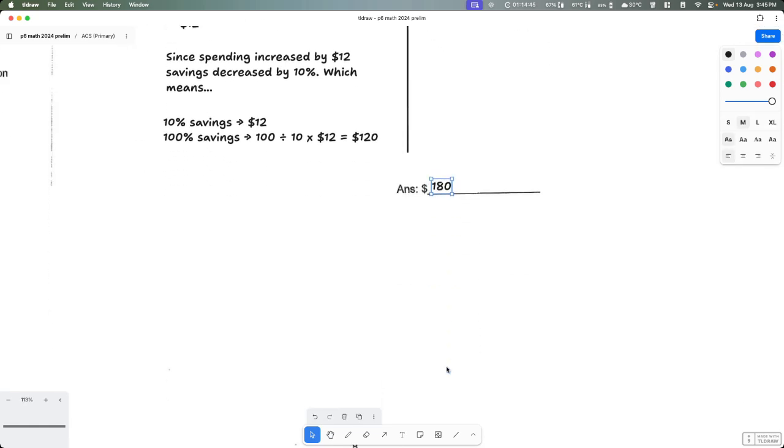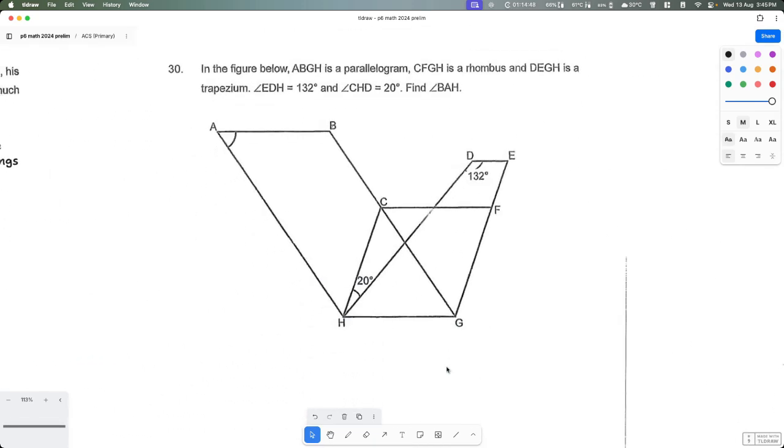All right, let's move on to the last question. Question 30. In the figure below, ABGH is a parallelogram. So I'm going to draw some parallel lines over here, so at least we know which ones are parallel. And then CFGH is a rhombus. So in a rhombus, this side is equal to this side, and this side is also parallel and equal to this side over here as well.